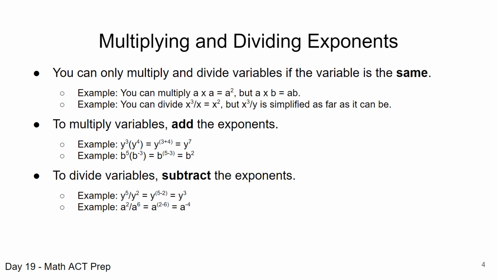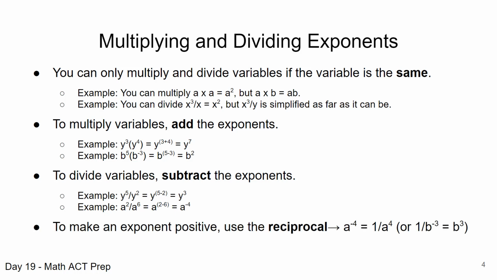Now, if that's one of your answer choices, you would pick a to the negative 4, but a lot of times if you're working a math problem, your teacher may even say, write the answer with positive exponents. So in this case, what do we do with that negative 4? If your exponent is negative, to make it a positive, we're going to use the reciprocal. So a to the negative 4 is the same as 1 over a to the fourth.